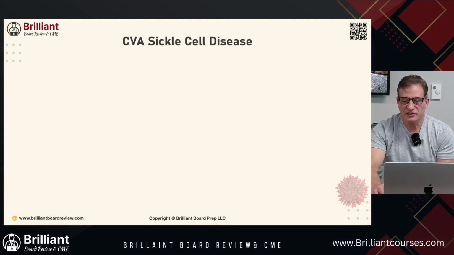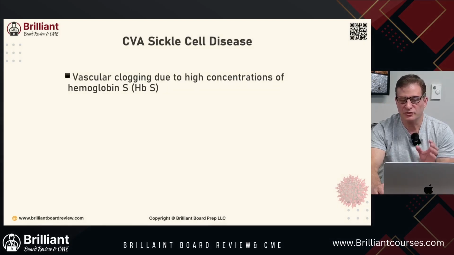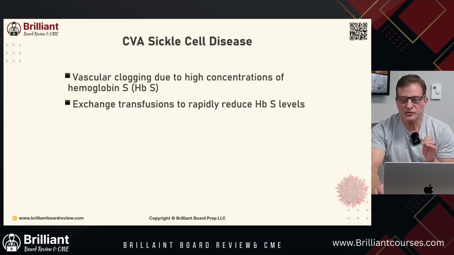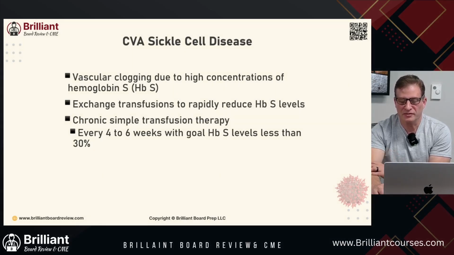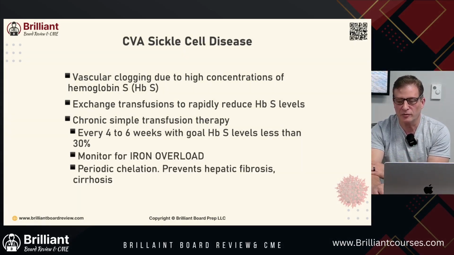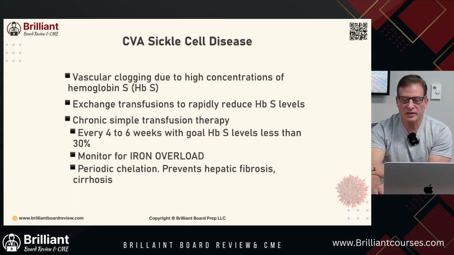CVA for sickle cell disease can be a vaso-occlusive clogging due to high concentrations of hemoglobin S. Exchange transfusions rapidly reduce the hemoglobin S levels. Chronic simple transfusion therapy may be warranted every 4 to 6 weeks with a goal of hemoglobin S levels less than 30. Now imagine if you're constantly doing these transfusions, all the alloantibody types you're going to be building up. You need to make sure that you're monitoring for iron overload and may need periodic chelation, which prevents hepatic fibrosis and cirrhosis.